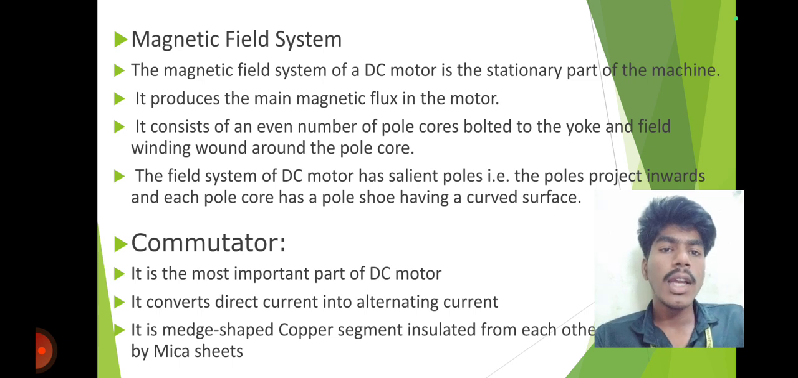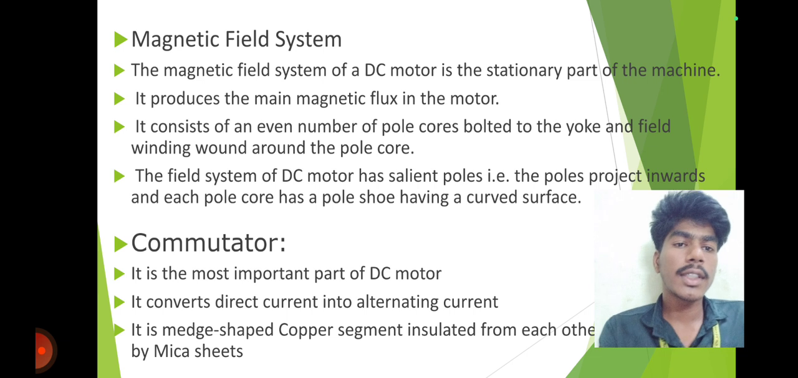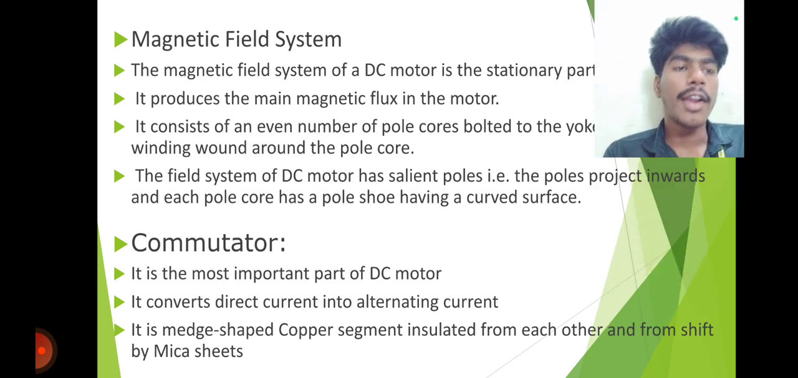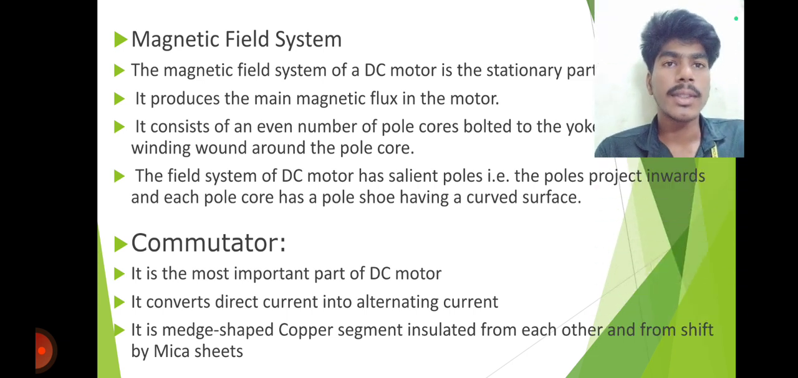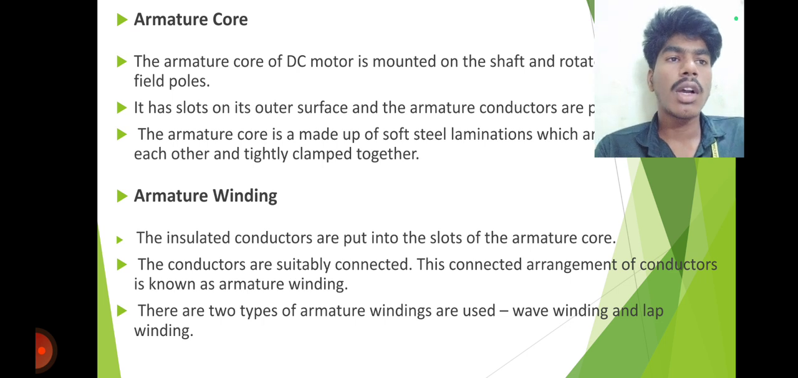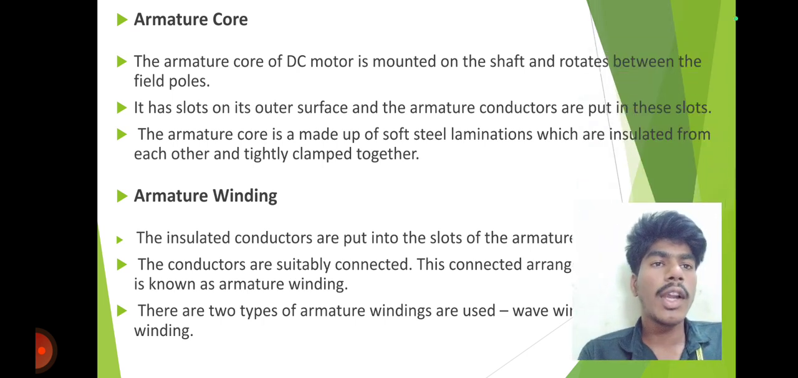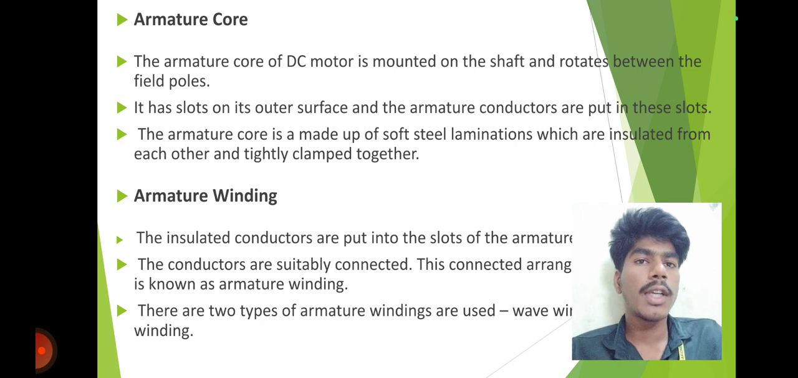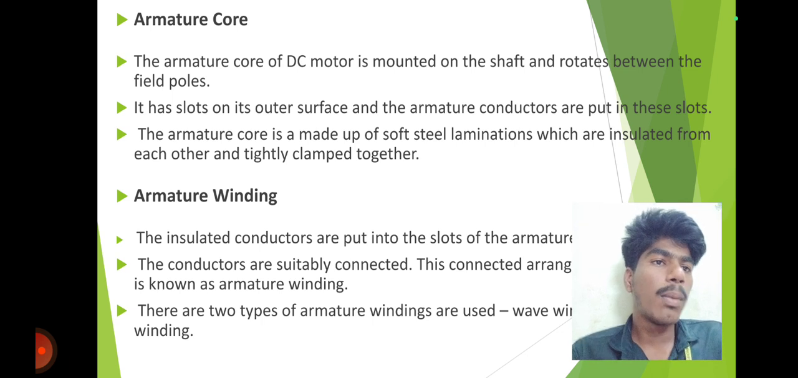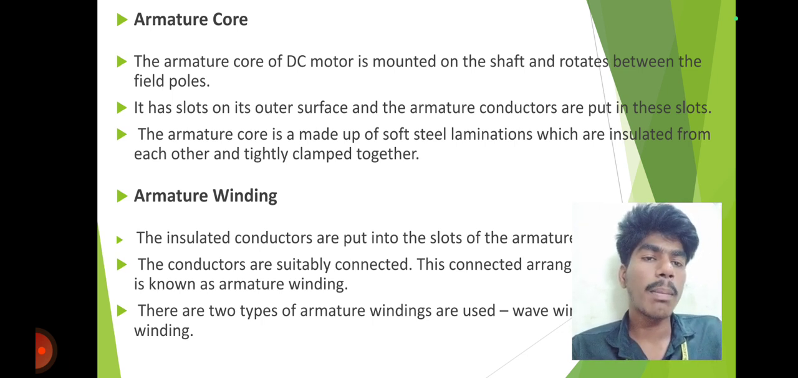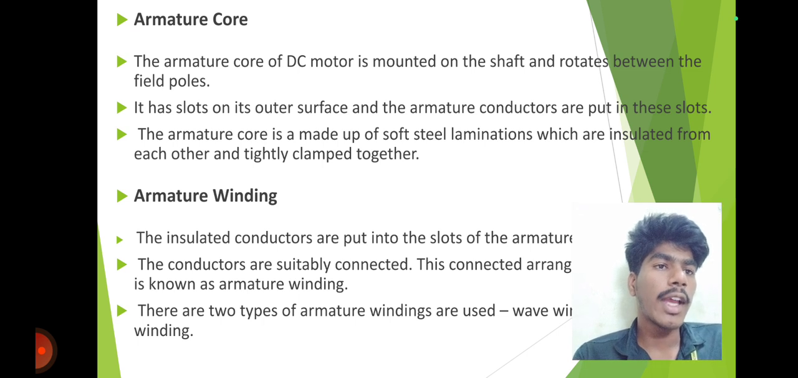Commutator. It is the most important part of a DC motor. It converts direct current into alternating current. It consists of wedge-shaped copper segments insulated from each other by mica sheet. Armature core. The armature core of a DC motor is mounted on the shaft and rotates between the field poles. It has slots on its outer surface, and the armature conductors are put in these slots. The armature core is made up of soft steel laminations insulated from each other and tightly clamped together.